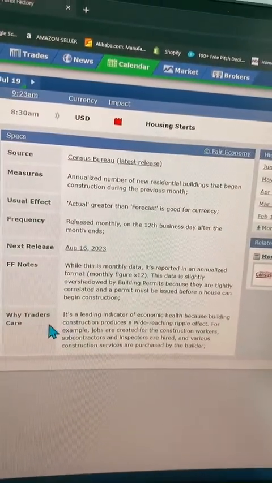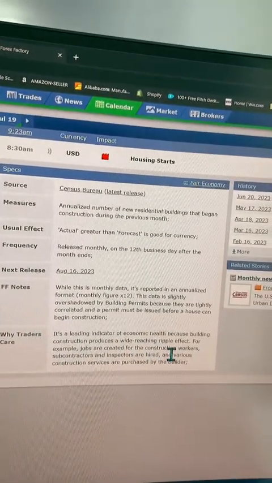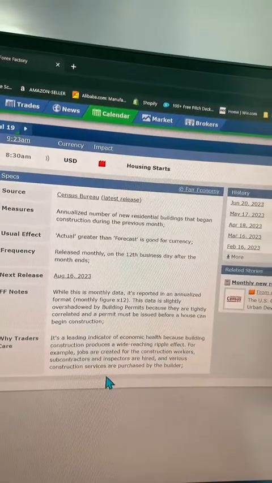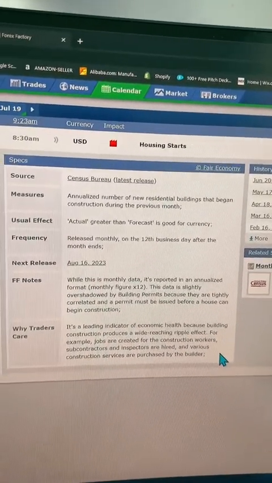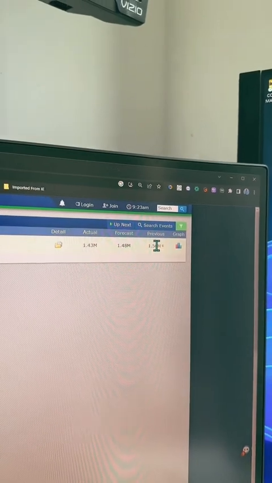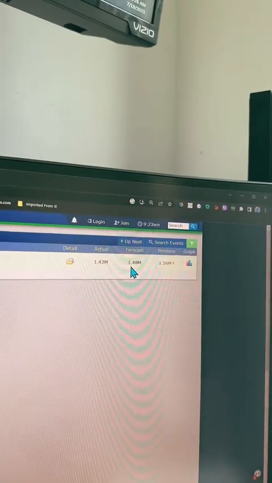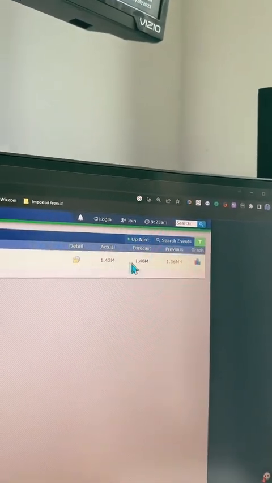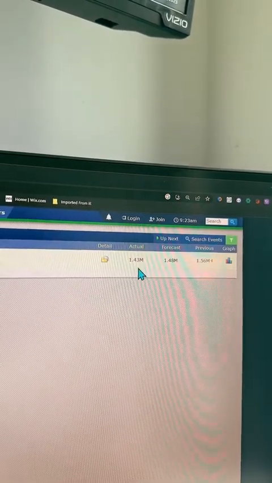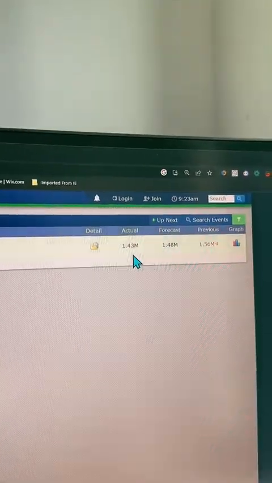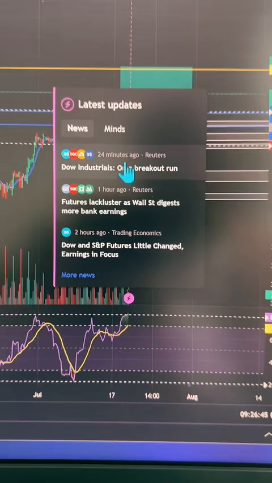Housing starts means the annualized number of new residential buildings that began construction during the previous month. Down here, why traders care. It's a leading indicator of economic health because building construction produces a wide-reaching ripple effect. Previously, it was 1.56 million. Forecast was 1.48. It's 1.43. That's bad.